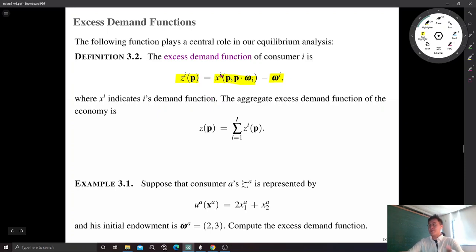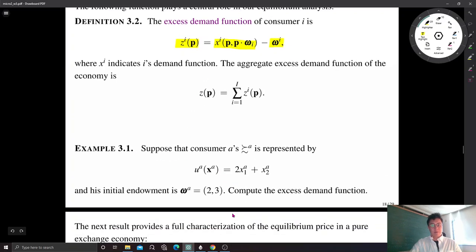Under the assumption that the preference relation is strictly convex, we can write consumer i's demand as a demand function, not a demand correspondence. So the excess demand can be defined as a function as well, because the demand is single valued, and consumer i's initial endowment is a constant. So the difference is going to be a function. If x_i were a correspondence, then z_i would also be a correspondence. So that is the excess demand function for each individual.